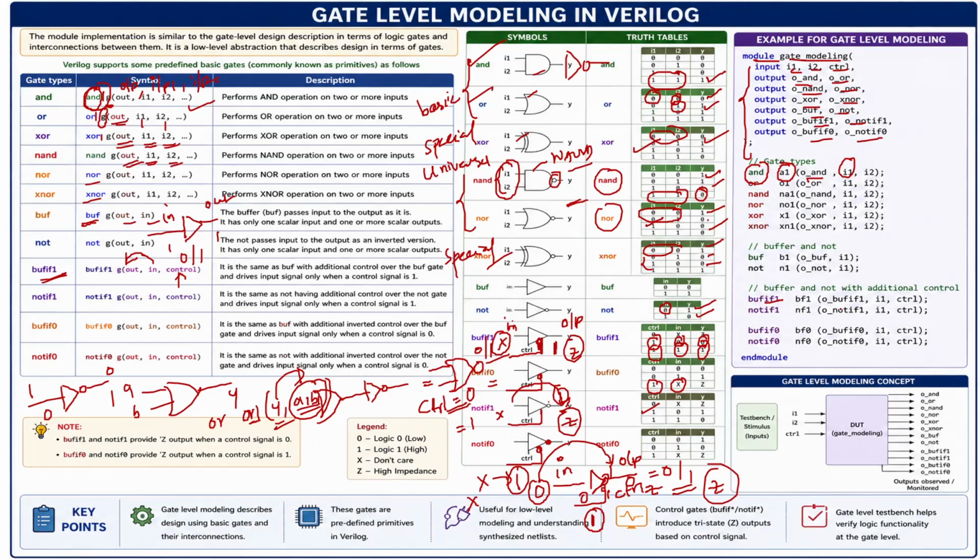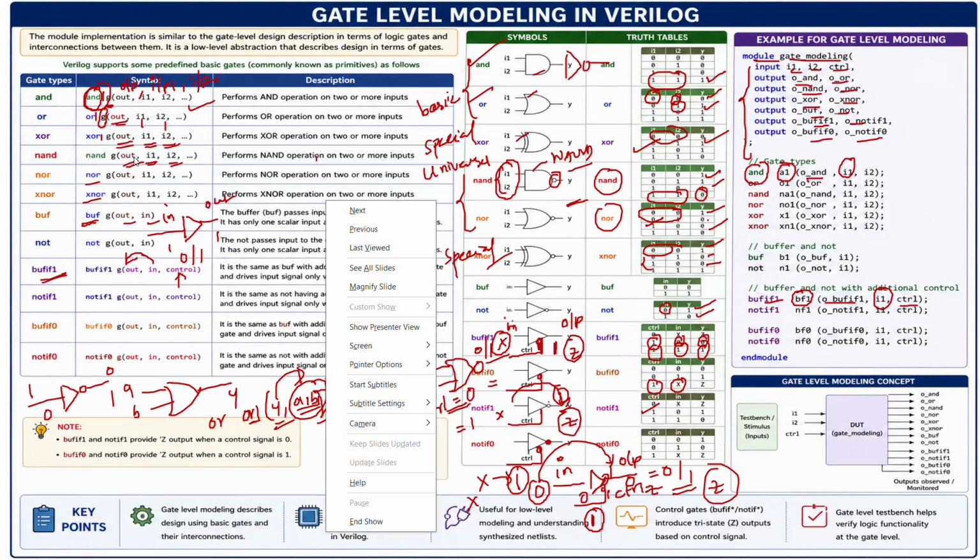Okay, buffer if. My output is buff if 1. My gate name is BF1. So buffer if 1, the control input is given, and then one input we are giving, that is I1. In this way I am representing different values. These are the gate level simulation. See, all are primitives. Verilog supports predefined gates that are commonly used as primitives. All these are primitives. User defined primitives are all these things.